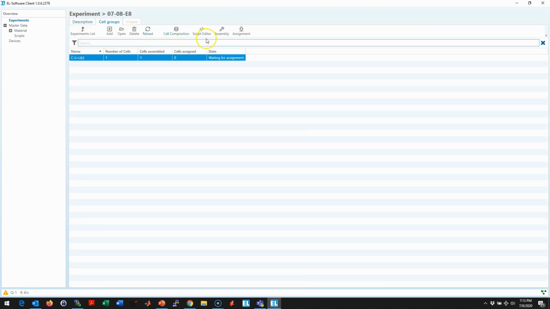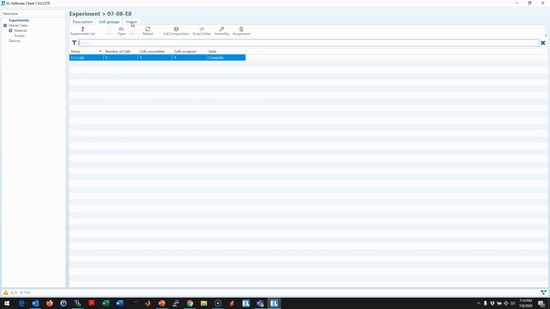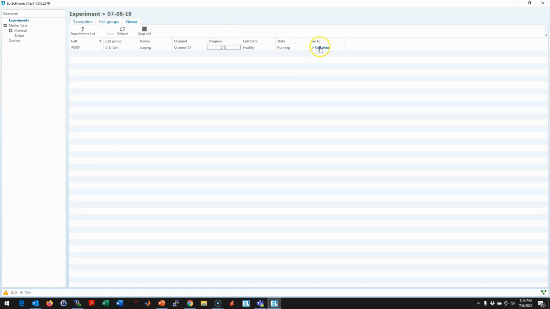Then we assign it to the channel where we have inserted the pad cell. The tester used here is a staging tester, and it was inserted in channel number 1. So it is this channel, and then we start the measurement. We go into the viewer.